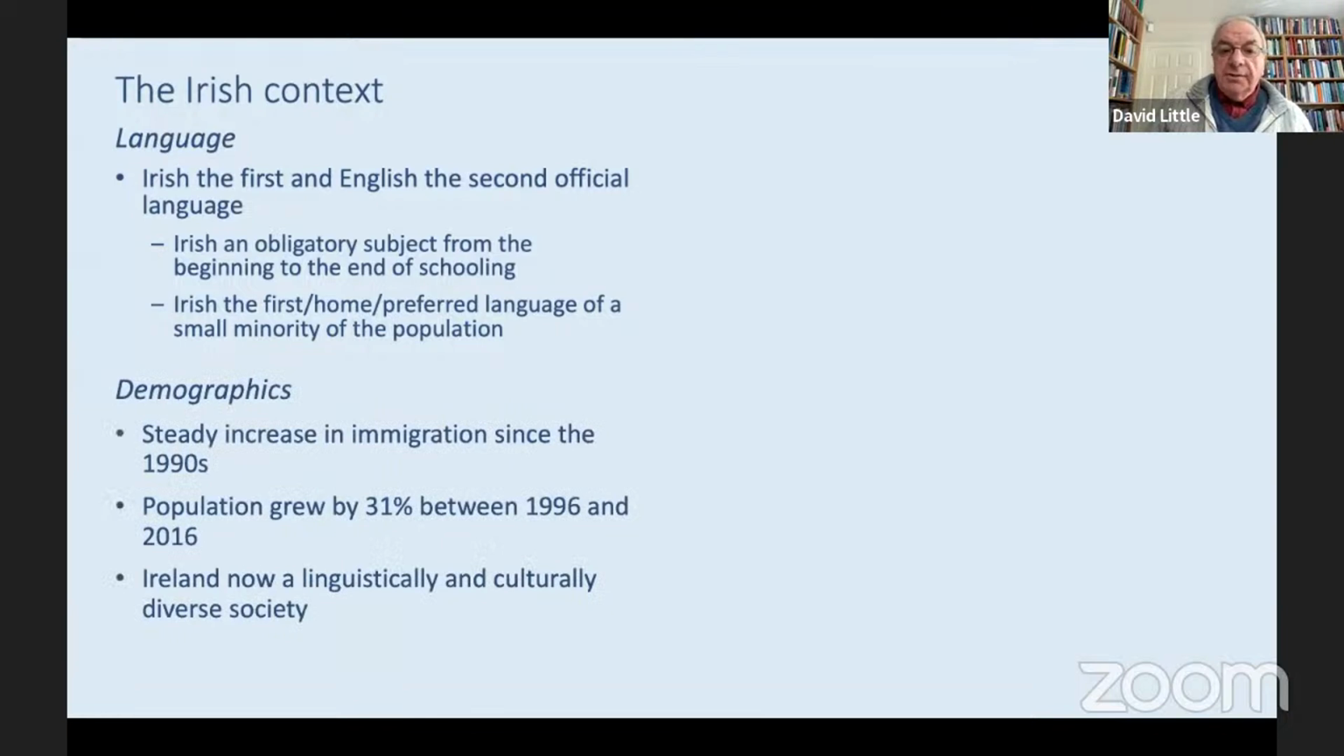There's been a steady increase in immigration to Ireland since the 1990s. Between the censuses of 1996 and 2016, the population grew by 31%. And Ireland is now irreversibly a linguistically and culturally diverse society. The challenge faced by Scoilride is not a transient phenomenon, it's here to stay.